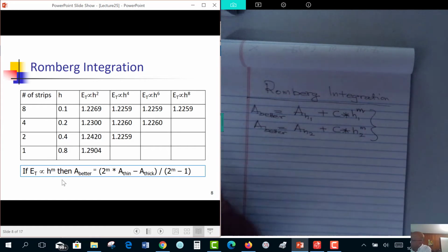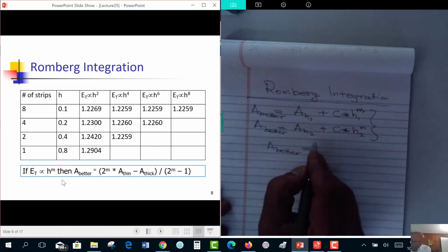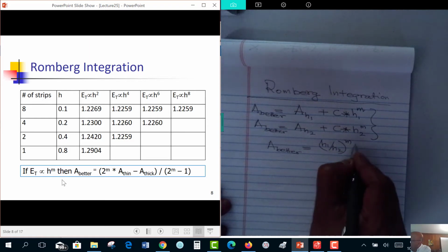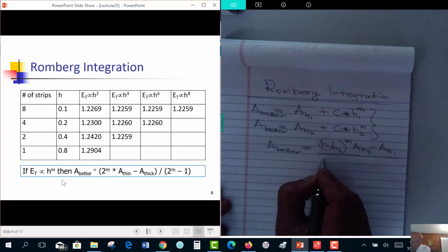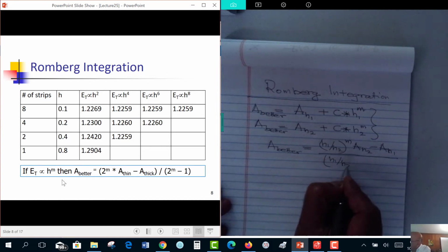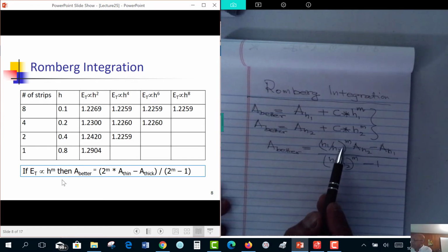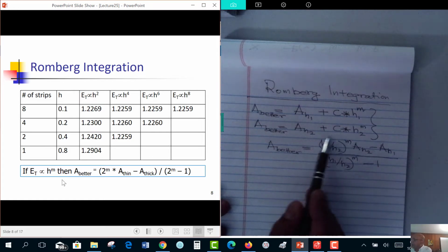So again, two equations, two unknowns. We solve for A better, and we will get h1 over h2 to the power m times AH2 minus AH1 over h1 over h2 to the power m minus 1. So same idea, we are doing a weighted average. Now our errors are proportional to h to the power m, so our weight factor here is the ratio of the two strip sizes to the power m.